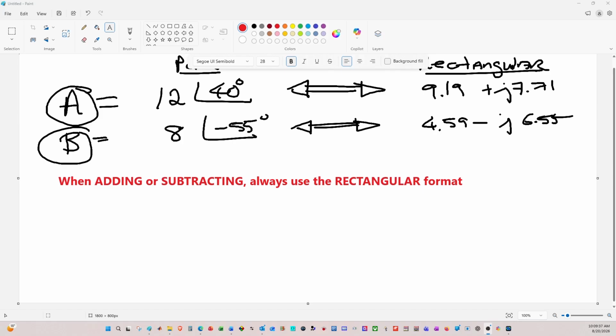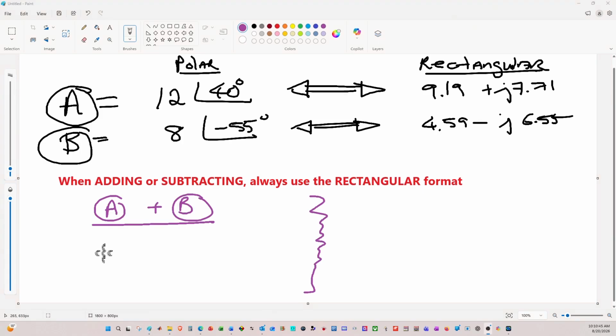There is a very important line that I've added in red, and that says whenever you are adding or subtracting, always work in the rectangular format. When you are multiplying and dividing, you're going to use a different format, but whenever you add and subtract, you always have to work in the rectangular format. So let's start off and add together A and B.